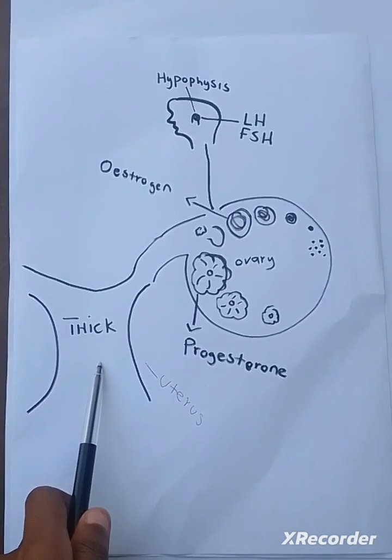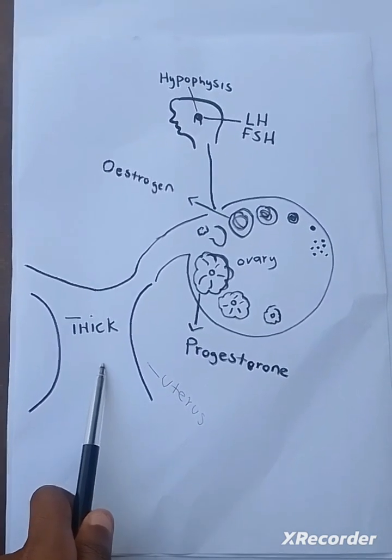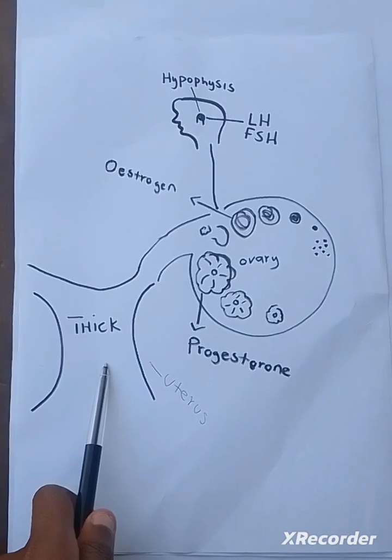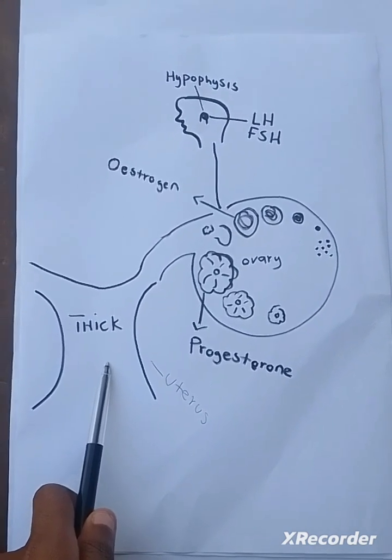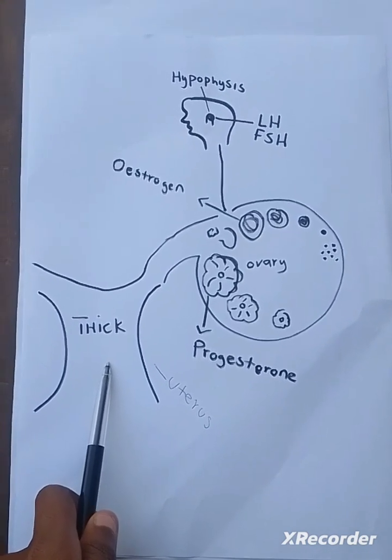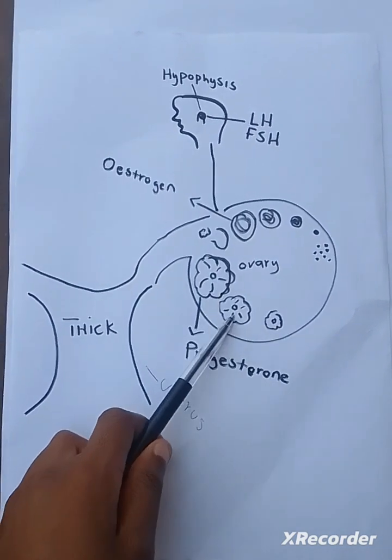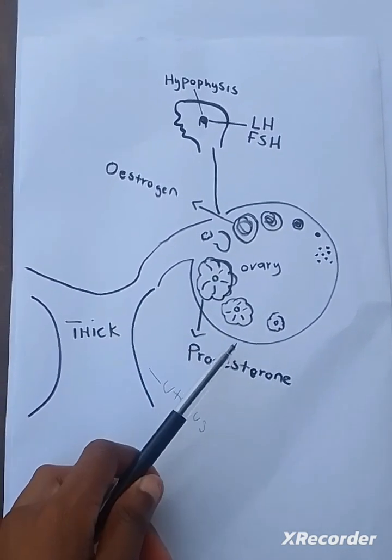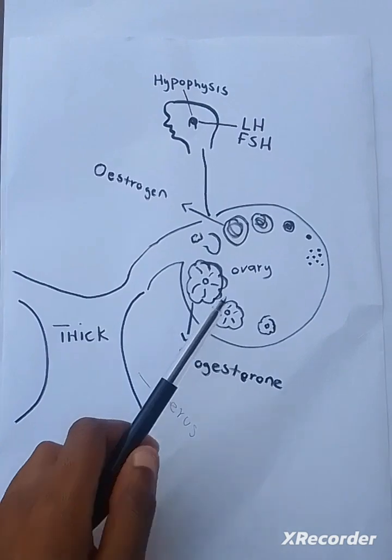If the woman gets pregnant, if the egg that is released in the fallopian tube meets a sperm and is fertilized, the progesterone will keep being secreted by what? By the corpus luteum. To do what? To maintain the pregnancy. And then we have LH and FSH. Remember we talked about those.